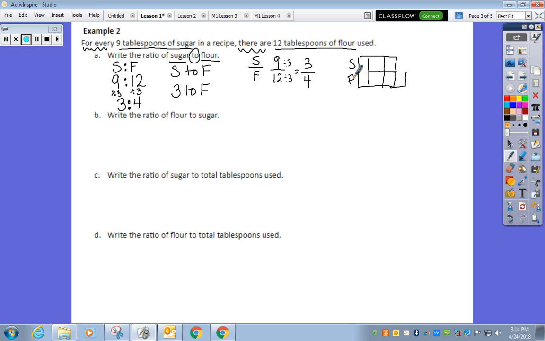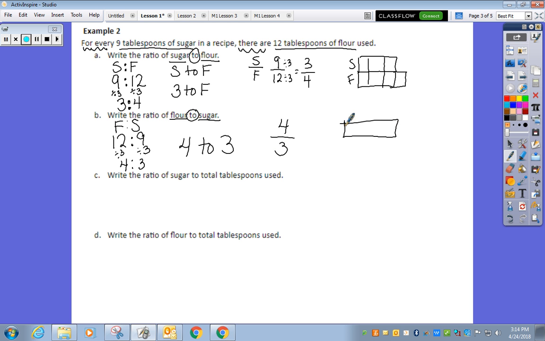Okay, so now the next one is writing the ratio of flour to sugar. So flour to sugar, there's 12 flour. There are 9 sugar. Again, I would want simplest form by dividing both by 3 to get 4 to 3. And I'll just write those out in the different forms that we have. Notice again my boxes are lining up.